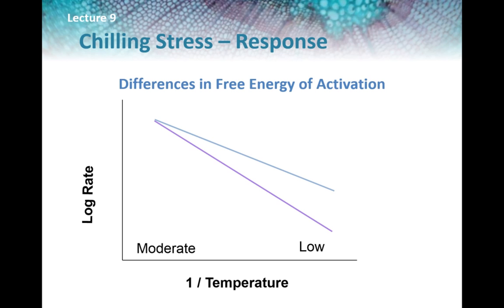The result, as depicted in the Arrhenius plot, is that relative reaction rates can change with temperature, leading to a crossover of control. Metabolism shifts from balanced to an unbalanced situation.